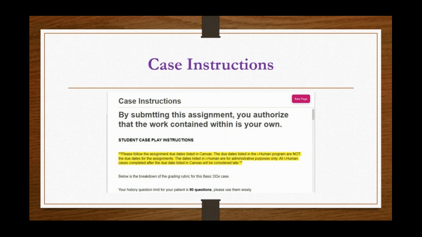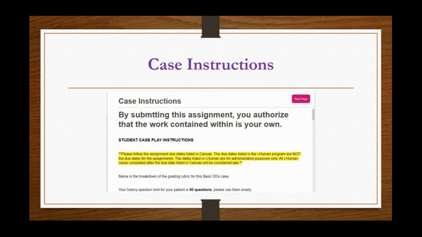Now let's look at the student case play instructions. Please follow the assignment due dates listed in Canvas. The due dates listed in the iHuman program are not the due dates for this assignment. The dates listed in iHuman are for administrative purposes only. All iHuman cases completed after the due dates listed in Canvas will be considered late.